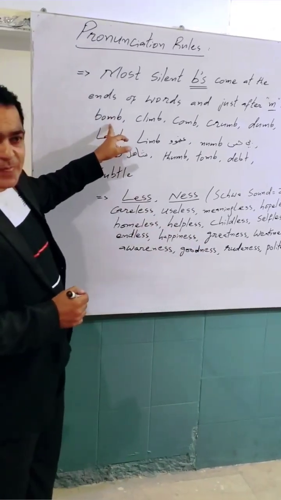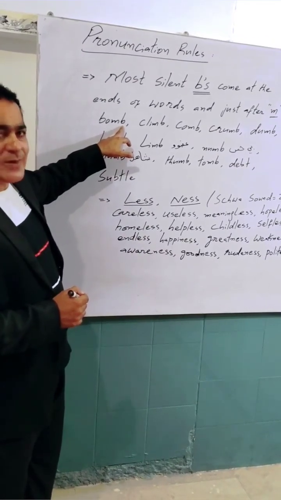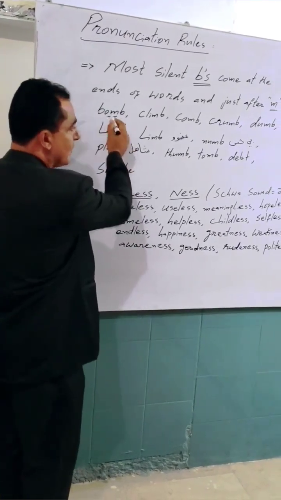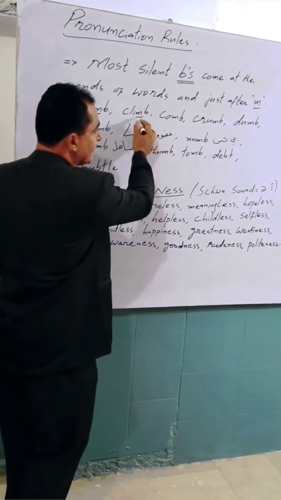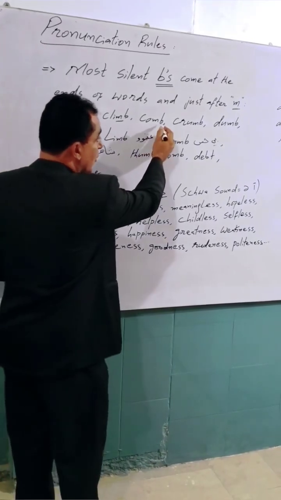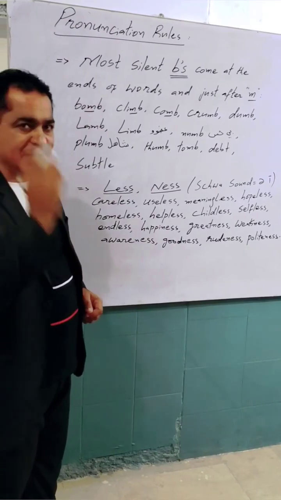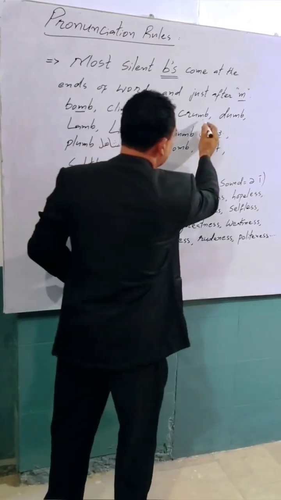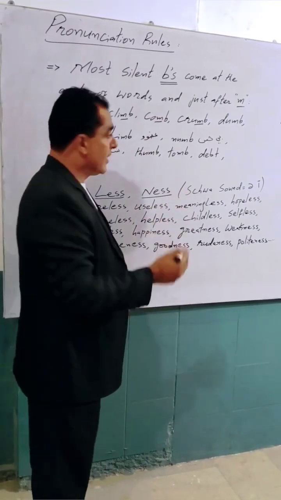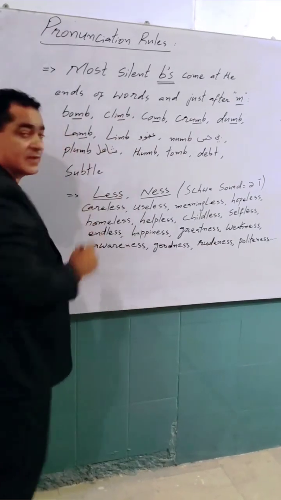Bomb. Here the sound stops at M; B is not pronounced. Bomb. Climb. Calm, B is silent. Calm. Dam, lamb, readable.